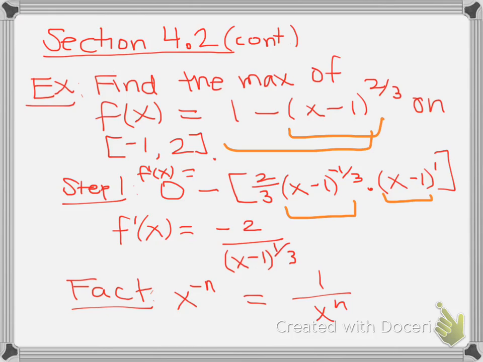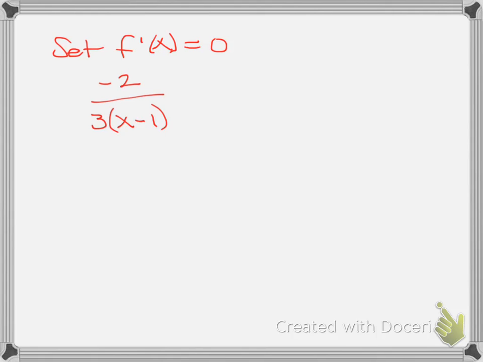And I'm missing, what am I missing? Someone should realize what I'm missing. I'm missing my 3, right? That 3 is in the denominator. Okay, so -2 over 3 times x minus 1 to the 1/3. Okay, and so we found our derivative. Now we need to set f prime of x equal to 0. Okay, so we take -2 over 3 times x minus 1 to the 1/3 and set it equal to 0.